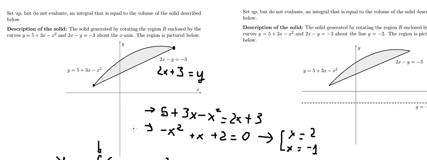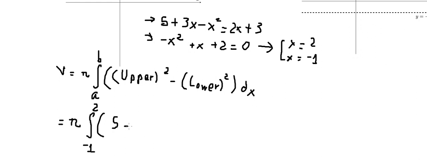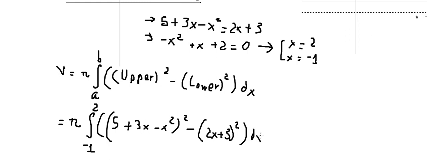So about the upper function, based on the graph, this one is the upper, because the value of y is higher than this one in here. This one is the lower. So we put this one go in here and this one go in here. And this is the answer.